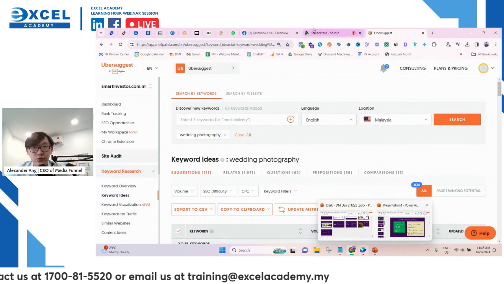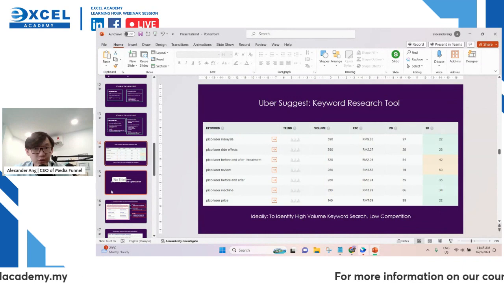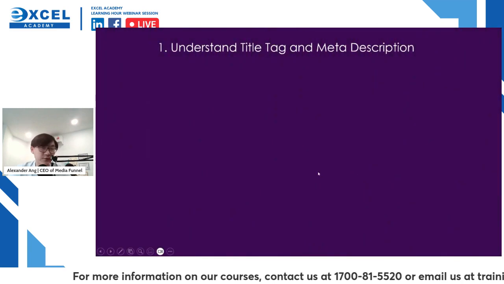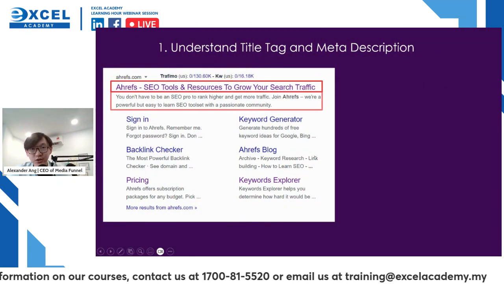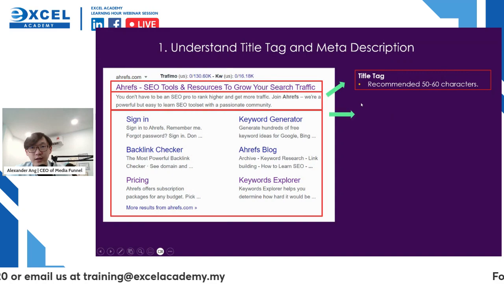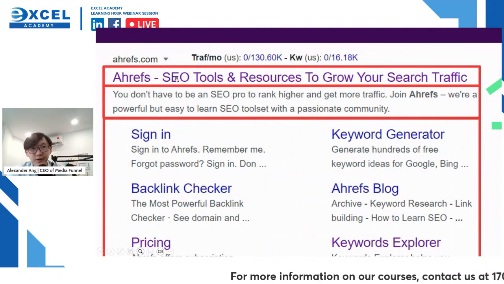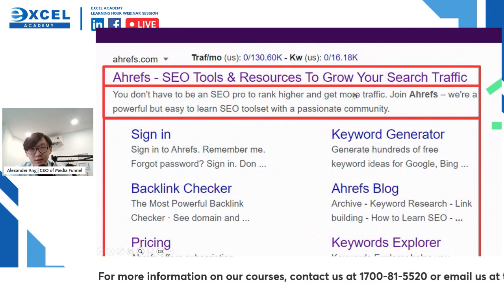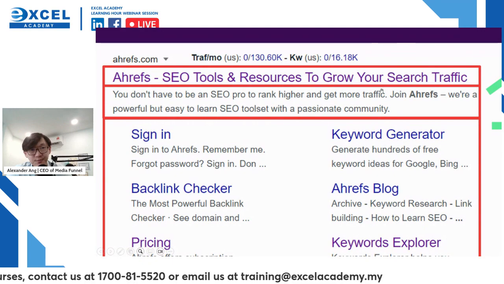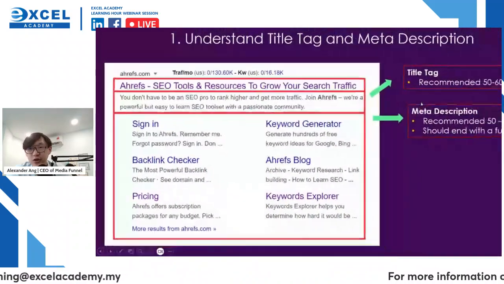All right, so let me go back to my slides. Once you have done research, what can you do? One thing is to improve your title tag, and then improve your meta description. So the first one is title, the second one is description. For every single web page that you have, you want to improve these keywords. Improve keywords here, improve keywords here. That would actually help you.